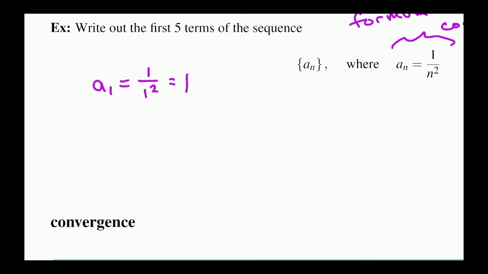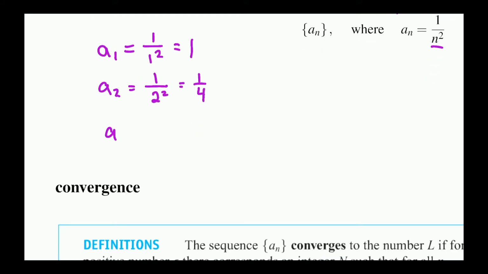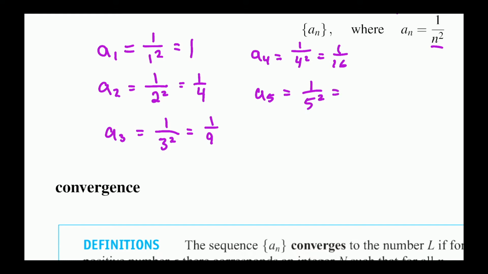So that's it. So you just do that 4 more times. So A2 is going to be 1 over, according to the formula, 2 squared. So it's a 4th. A3 is 1 over 3 squared. So 1 over 9. A4 is 1 over 4 squared, which is 1 over 16. And A5 is 1 over 5 squared, which is 1 over 25. So I calculated the first 5 terms of this sequence.